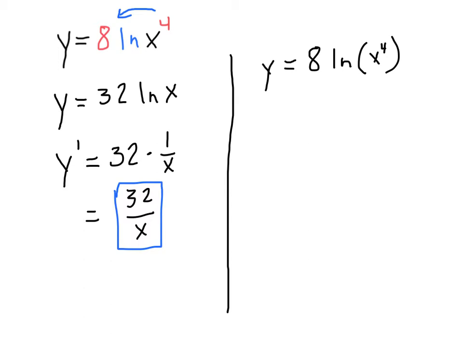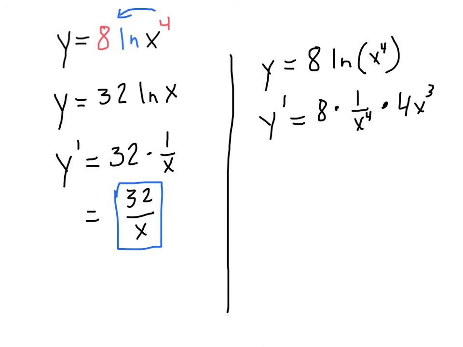I'm still going to take the derivative of 8 natural log of x to the fourth. In this case, 8 is a constant multiple, so we'll just take the derivative of natural log x to the fourth and then multiply by 8. So that's going to look like this. We'll have 8 times the derivative of natural log of x to the fourth, which is 1 over x to the fourth. But because this is a composition, I have to use the chain rule and multiply by the derivative of x to the fourth, which is 4x cubed.